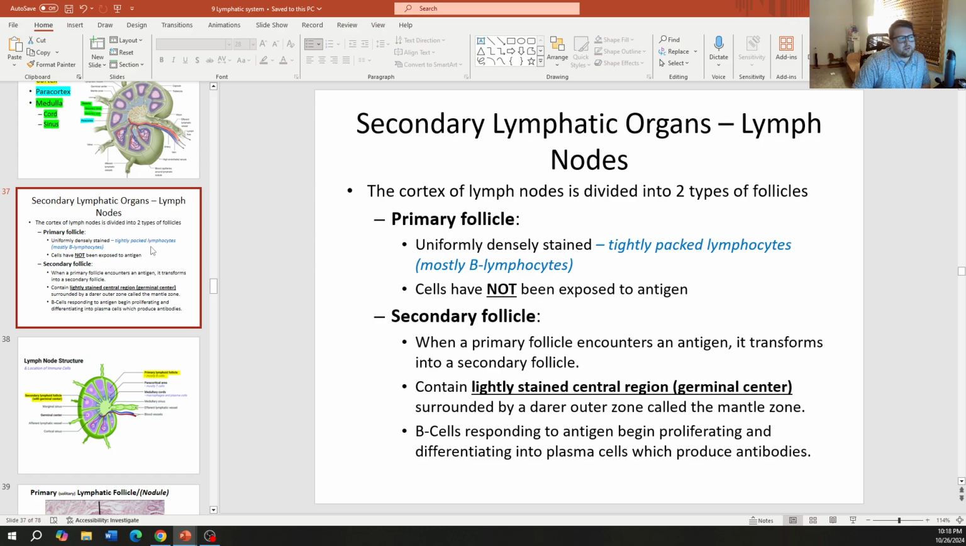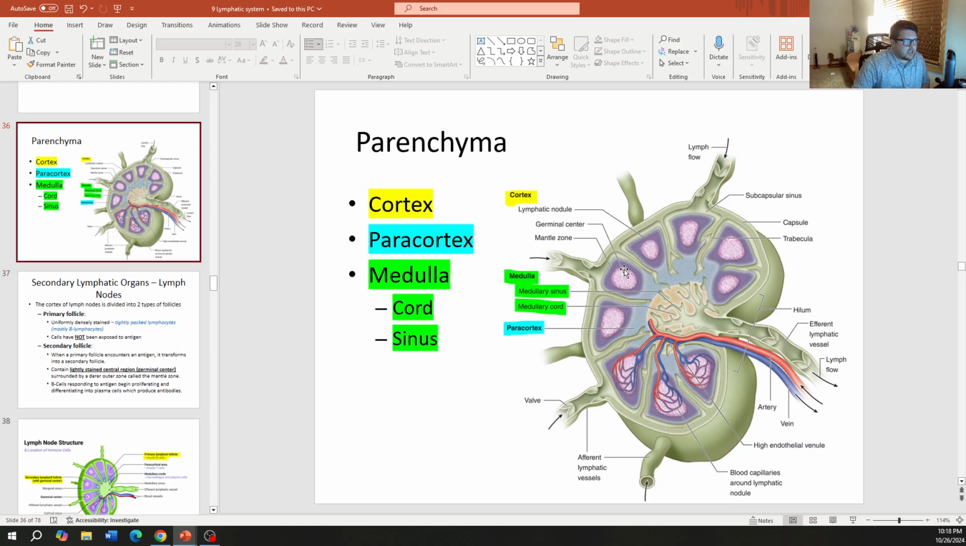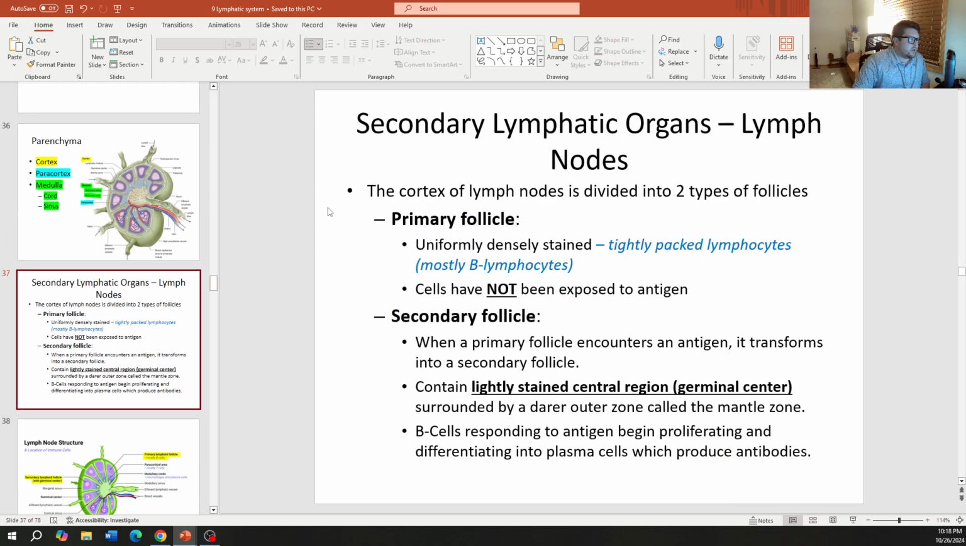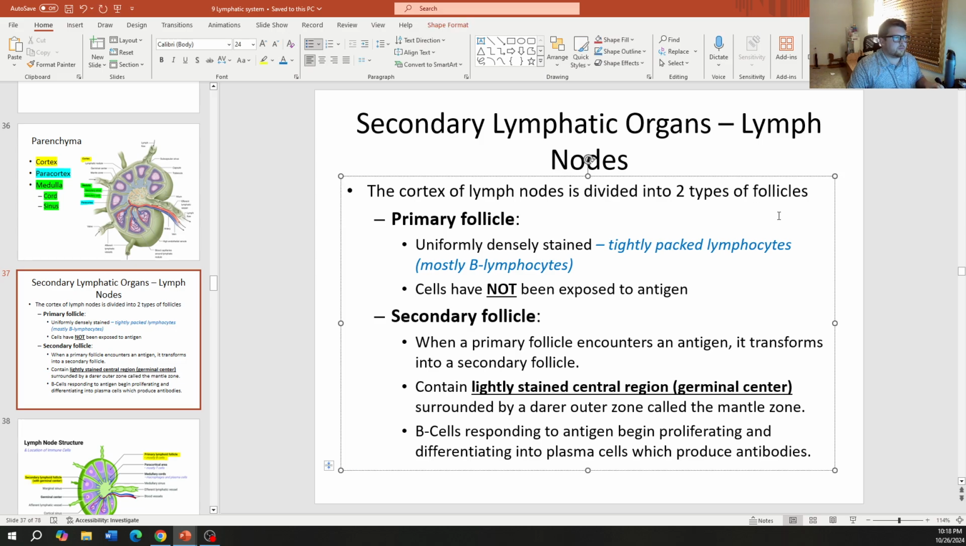So talking about the cortex first, again, this outermost layer, we have two different types of follicles. We have primary follicles and we have secondary follicles. The primary follicles, big thing to remember, these are mostly B lymphocytes. And these cells have not been exposed to an antigen. We should say the word antigen.